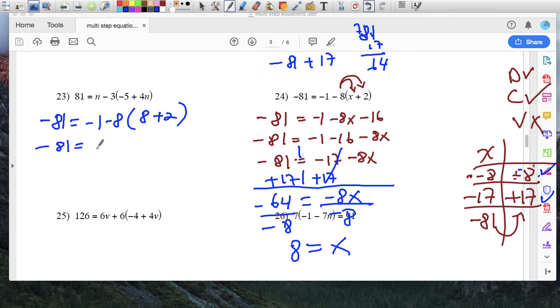This becomes an order of operations problem. Sorry, not doing the distributive property here, what am I doing? Let me just do this: 8 plus 2 is 10. Okay. Negative 81 equals negative 1, and negative 8 times 10 is negative 80. Now we can clearly see that they are equal to each other. Okay.